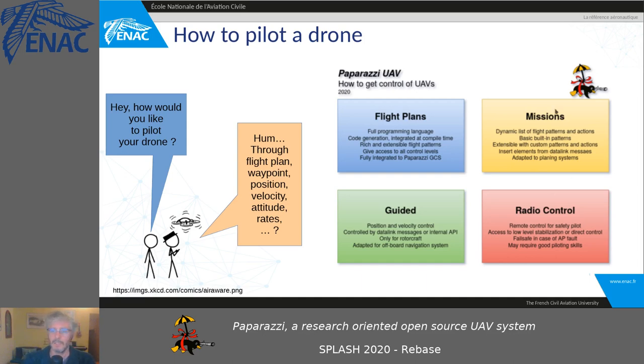The next one here, the mission mode, is actually what you probably do if you use anything else beside Paparazzi. It means that you are just sending a single task every time you need. So that could be going to a waypoint, going to do a circle, or doing an action at a given position, and so on.